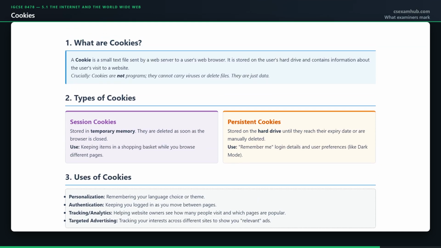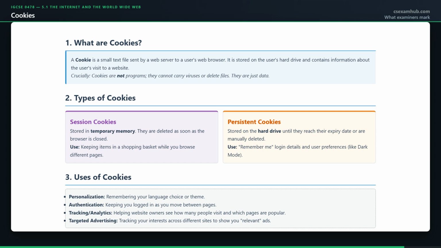Four things to take into the exam. First, define a cookie as a small text file stored on the user's computer by a website through the browser. The words small text file and by a website are all doing work. Second, distinguish the two types by lifetime. Session cookies are deleted when the browser closes. Persistent cookies are stored on disk and survive until they expire or are deleted.